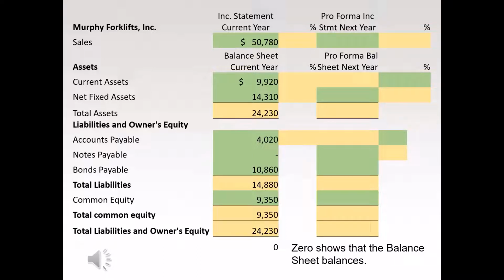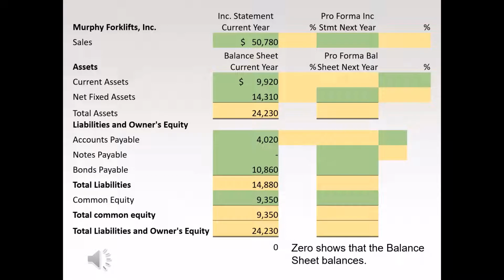The bonds payable, these are bonds that Murphy Forklifts has issued already to cover some of their costs. They could increase that number and they could issue some more bonds, but we would be told that in the information if that's part of the plan. So that gets us to total liabilities, and then under that we have our equity. Common equity, that is their stock that they've issued, and again, we could raise money by issuing stock. Right now we're just trying to find out how much money we will need.